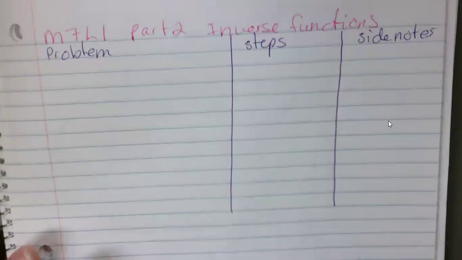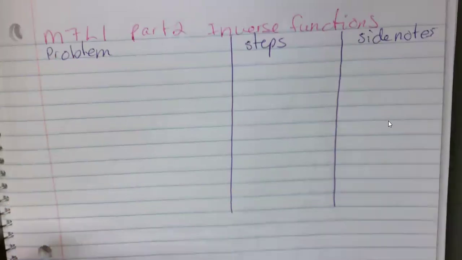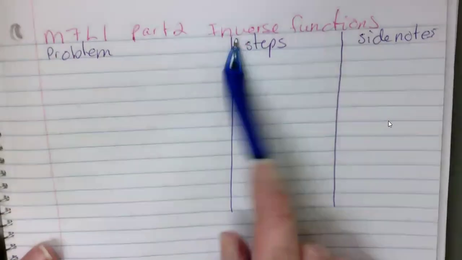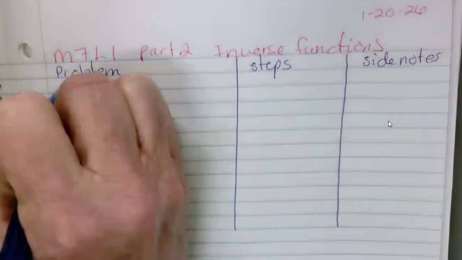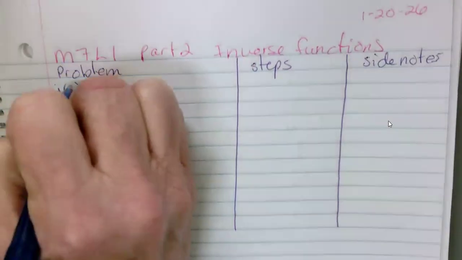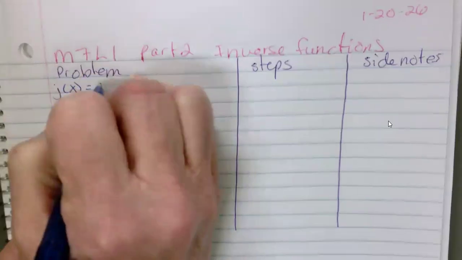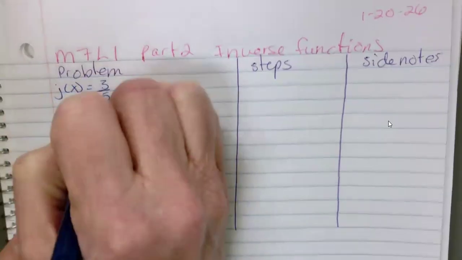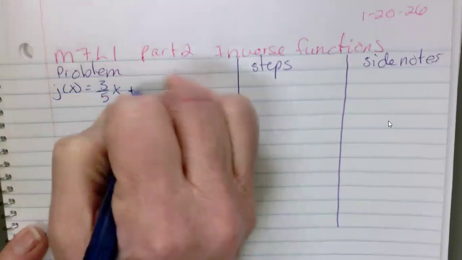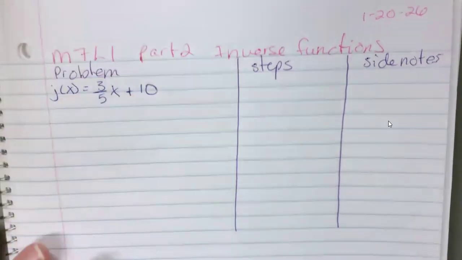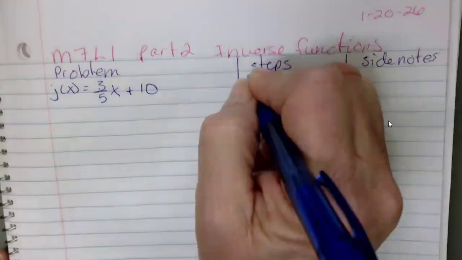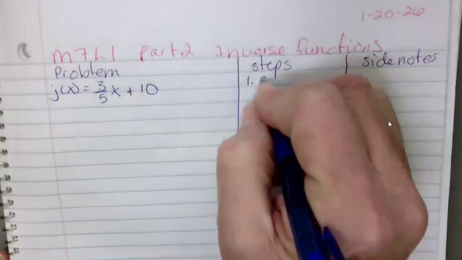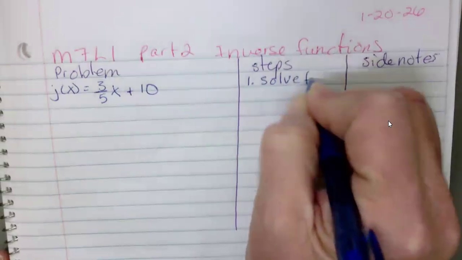Okay. So now we're actually going to talk about how to find the inverse of a function. All right. So our problem is j of x equals 3/5 x plus 10. That is our problem, and we need to find the inverse. So I'm going to say that our first step is to solve for x.